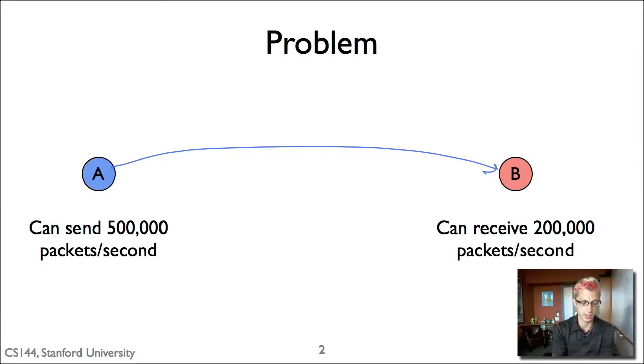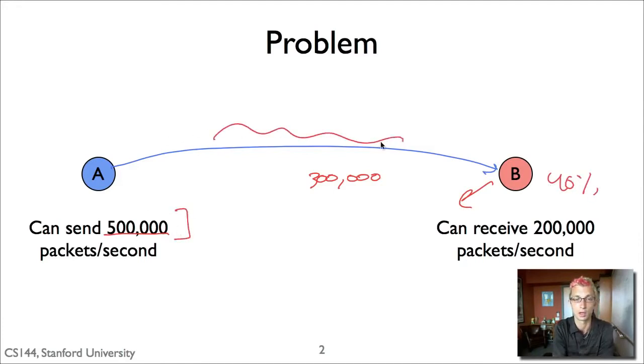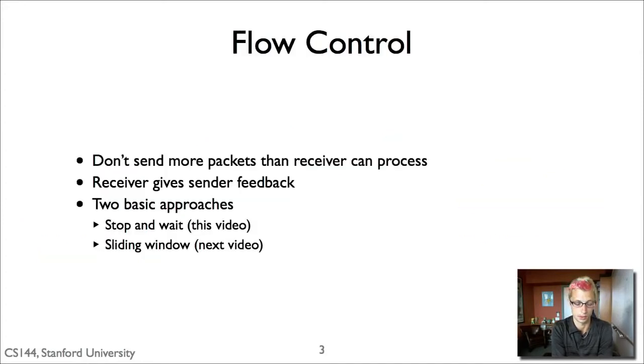And so the issue is that if A sends data at this full rate of 500,000 packets per second, then 300,000 of those are going to have to be dropped at B. That is, B will not be able to process them, and so only 40% of the packets will come through. And so there's a lot of wasted effort on A's part. It's a lot of wasted effort in the network. And it's also going to completely saturate B. So there's no reason for A to be sending data faster than the rate at which B can receive it.